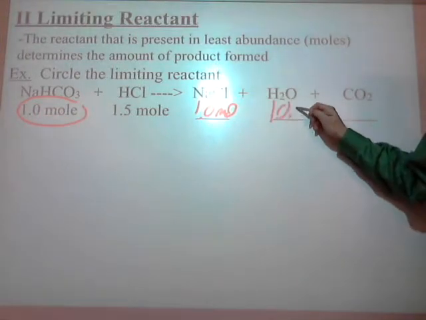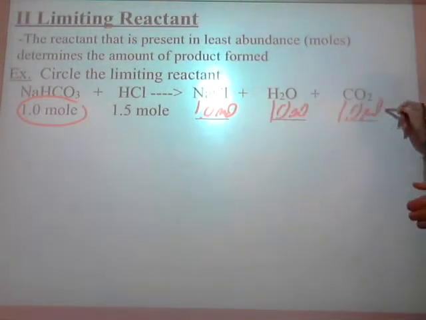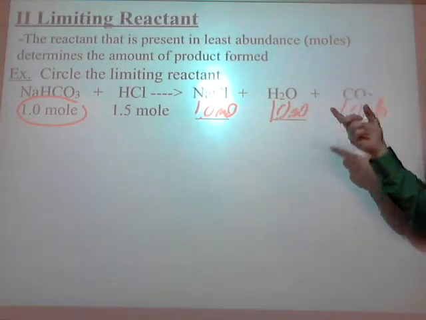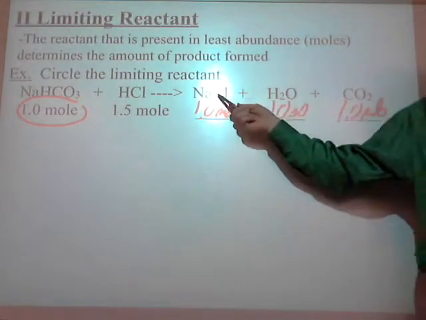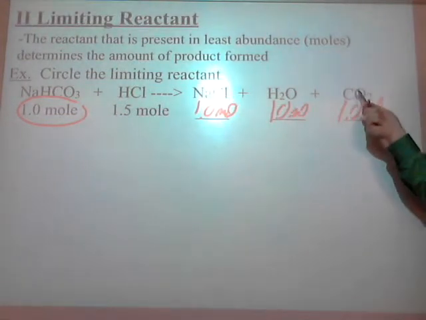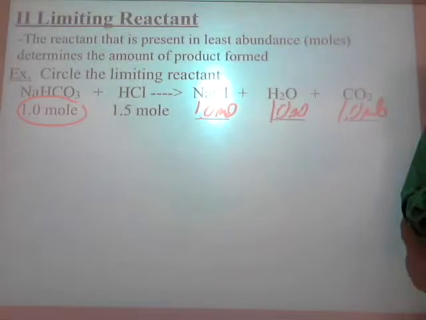1.0 moles. And 1.0 moles of CO2. Why? Because the coefficients are all 1. So the ratio is 1 to 1 to 1 to 1 to 1. All right. If I had asked how many grams of this or how many grams of that, it would be a different story. But I didn't. I just asked for moles.